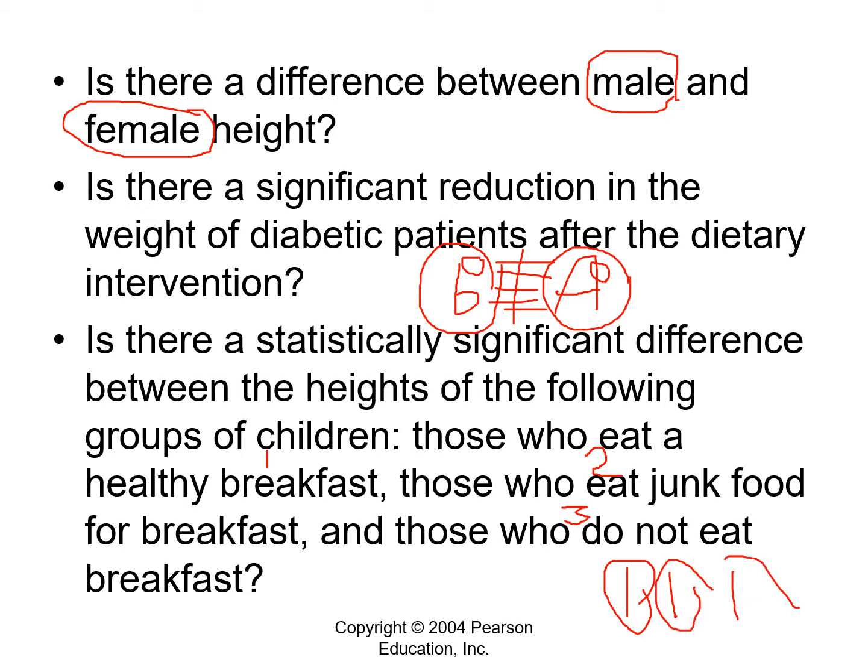So we have three groups, three samples, but different from each other. Sample one represents the group of children who eat a healthy breakfast, which is totally different from the second group of children who eat junk food, and different from the third group who do not eat breakfast. The three groups differ in one characteristic: the nature of breakfast taken by the children. Regarding that, we can divide the children here into three groups: group one, group two, group three.